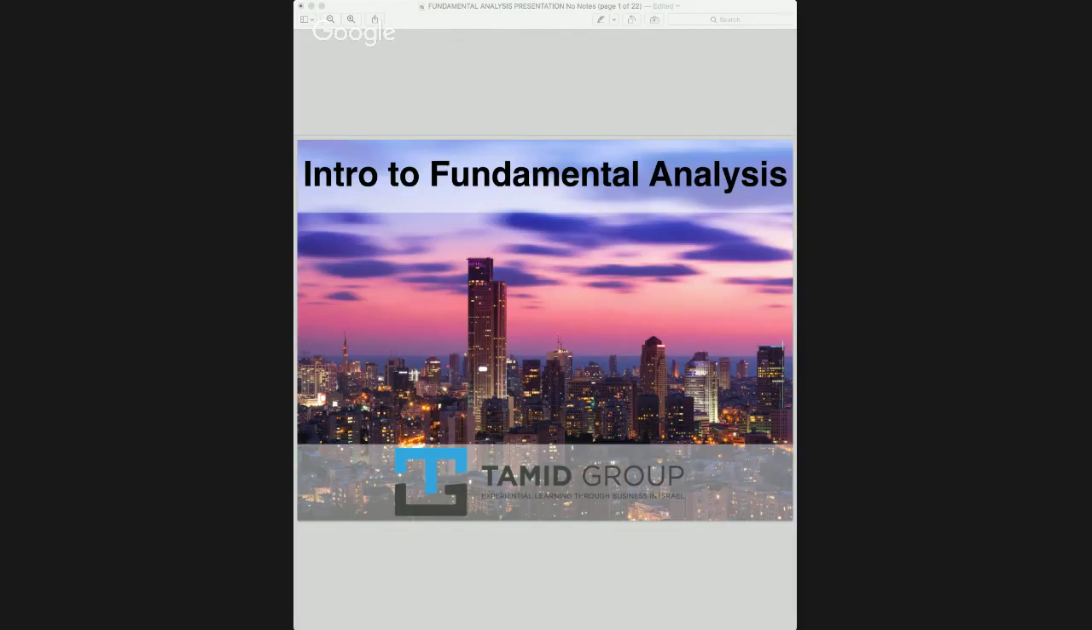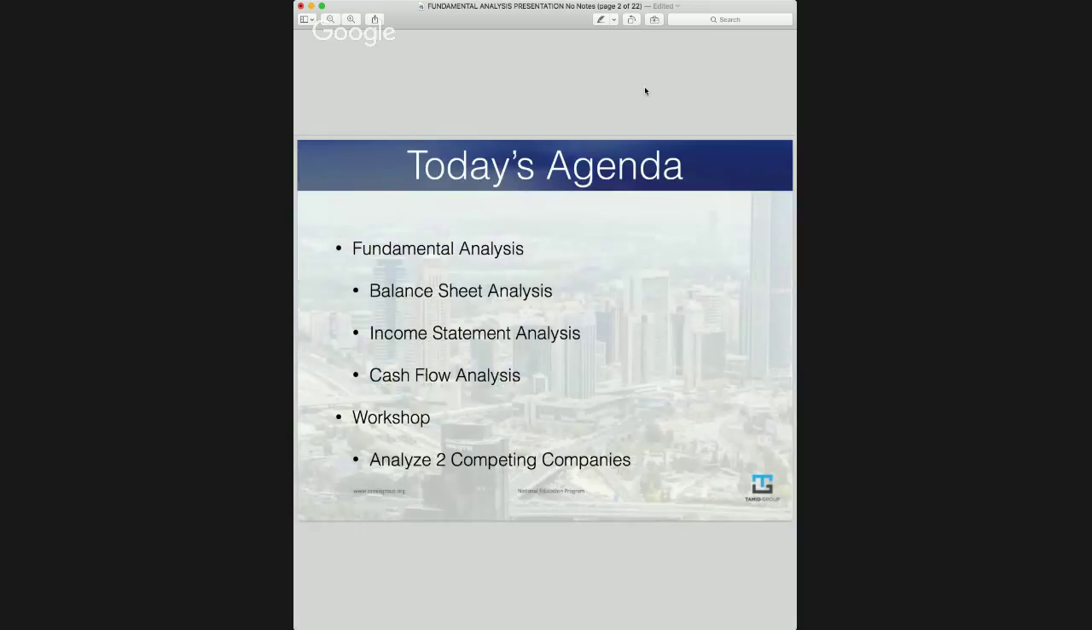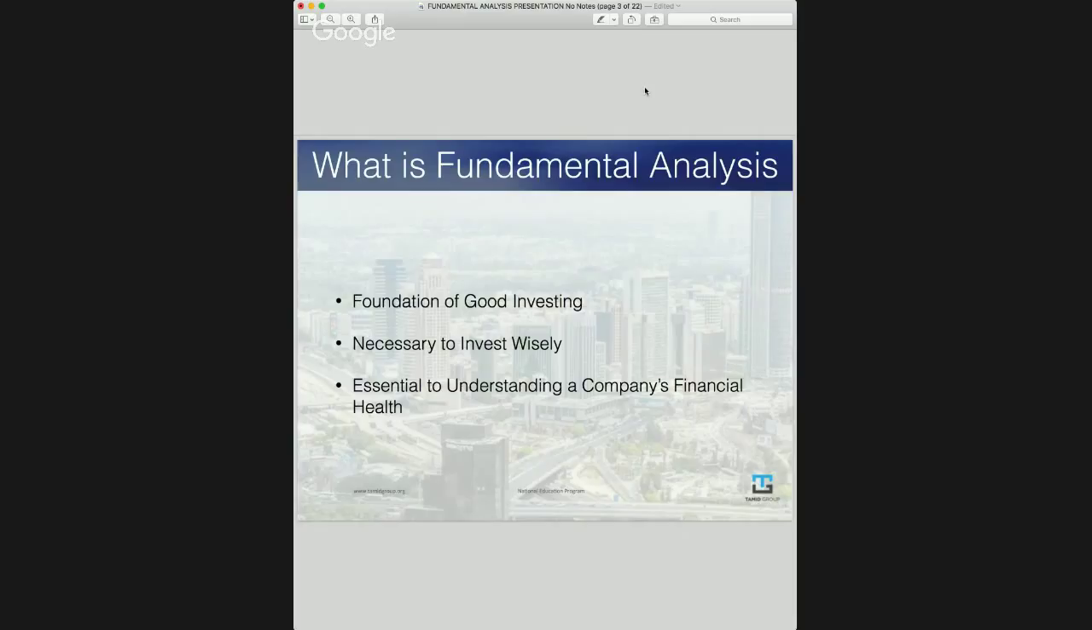Today we're going to talk about fundamental analysis in three different parts: balance sheet analysis, the income statement analysis, and the cash flow analysis. Afterwards, we're going to do a workshop analyzing two competing companies and see which one we'd rather invest in. So let's start with what is fundamental analysis.